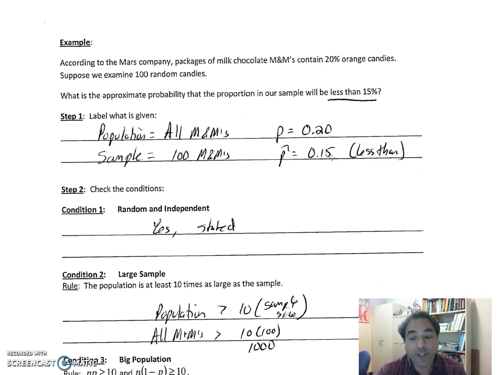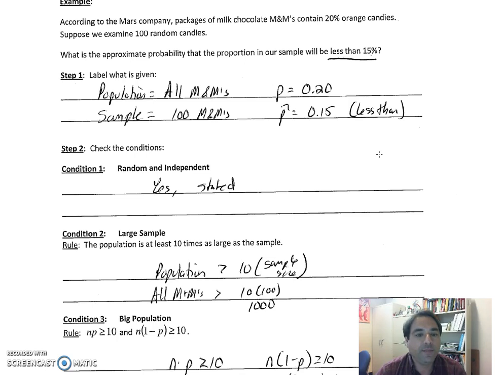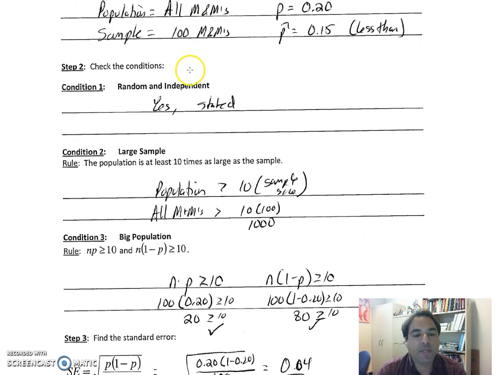So before we get started, we know that it's supposed to be 20%. So the chance of getting less than 15 is probably not going to be very likely, knowing that it's supposed to be 20. So was it random? We're going to assume that it does say random right there. Our population is all M&Ms. Think about all the M&Ms in the world. Is that greater than 10 times your sample size of 100? Are there more M&Ms in the world than 1,000?